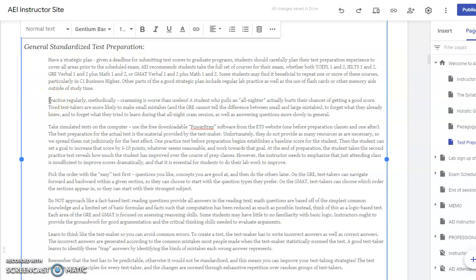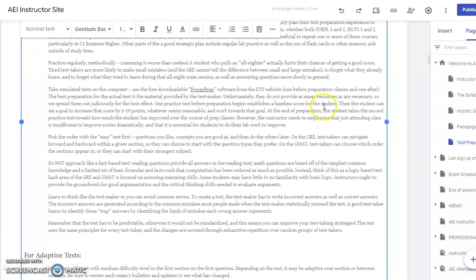The second part of good standardized prep is to practice regularly and methodically. Cramming is actually harmful. An all-nighter will make you more tired, which means you will make more small mistakes, forget what you already knew, and forget what you tried to learn, as well as just answering more slowly in general. And the test makers cannot tell the difference between a small or a large mistake. They'll just see that you have gotten the answer wrong.